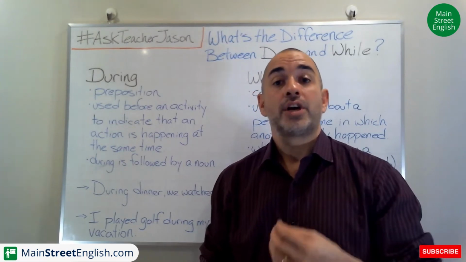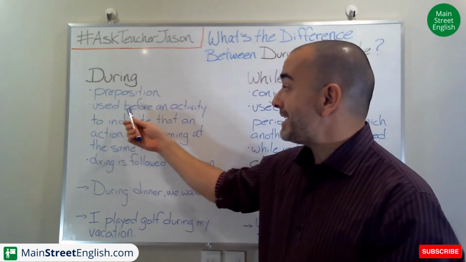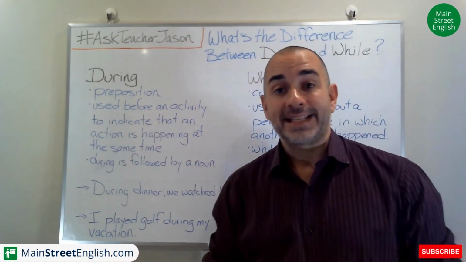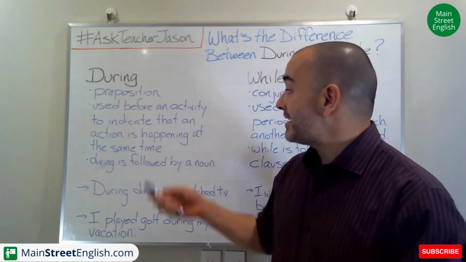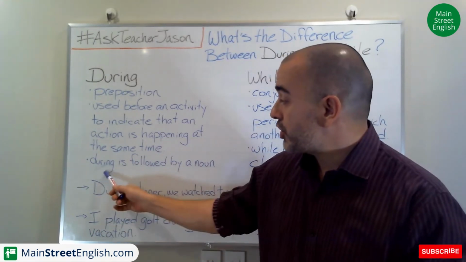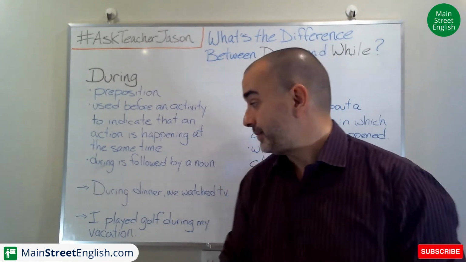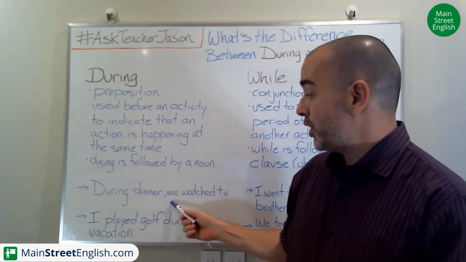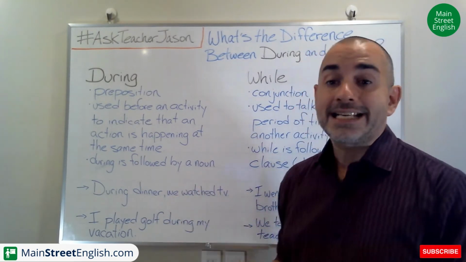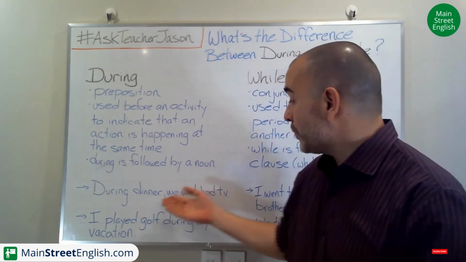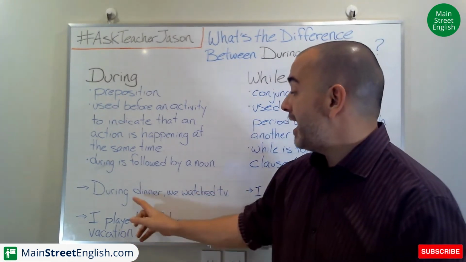First, let's talk about during. During is a preposition, and it is used before an activity to indicate that an action is happening at the same time. During is followed by a noun. So, for example, during dinner, we watched TV. During dinner, dinner is a noun. So during dinner, we watched TV. This action is happening at the same time as this action.